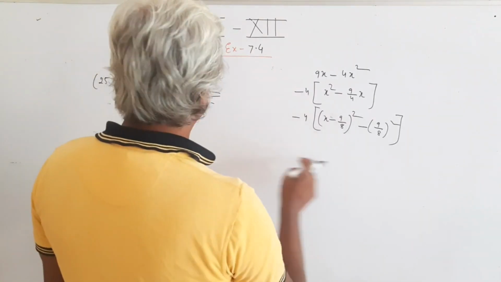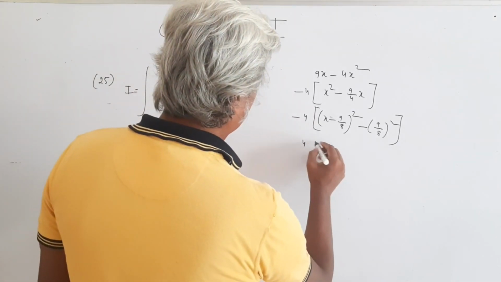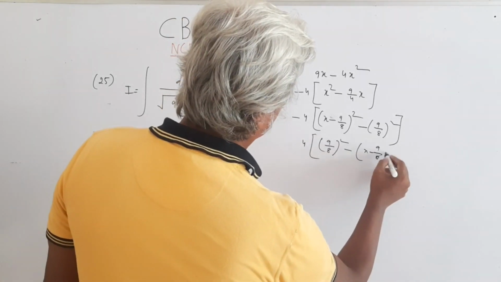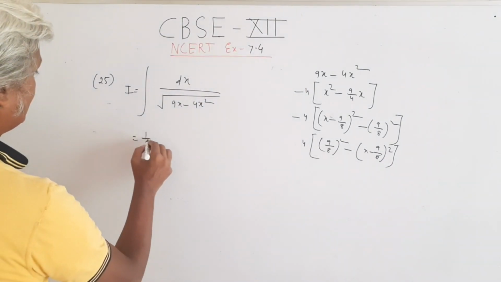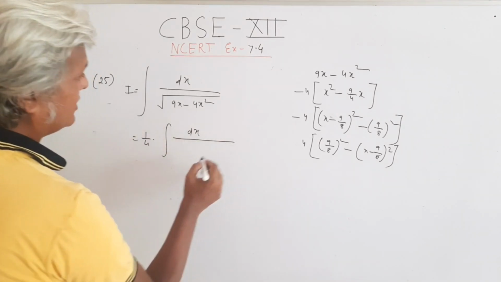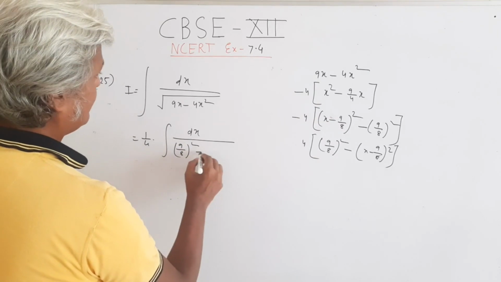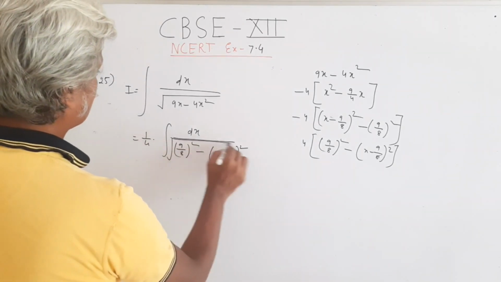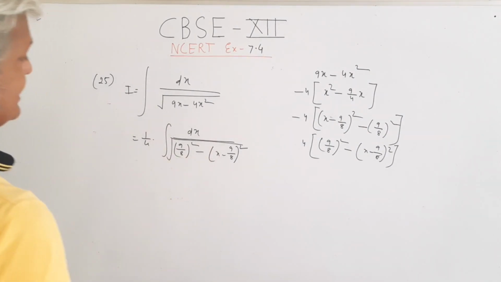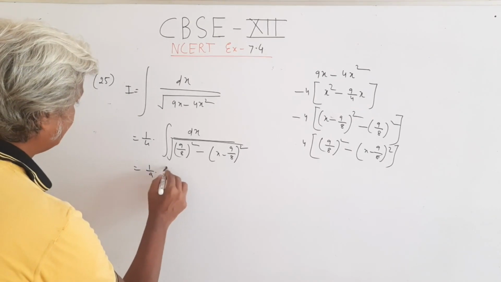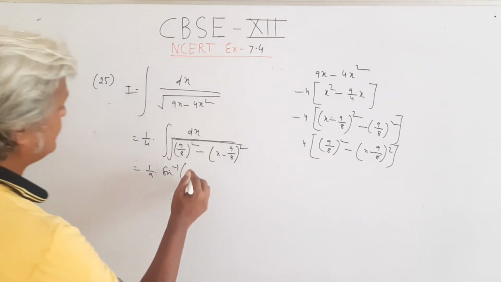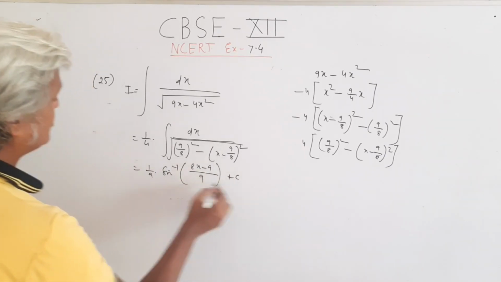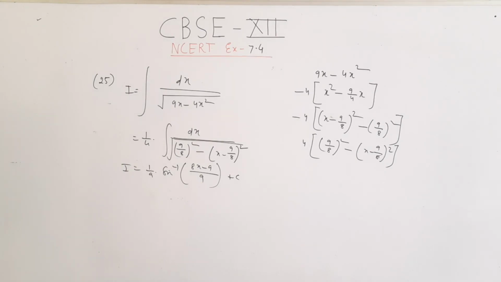Now this minus I have to compensate, because in the square root a minus we don't need this. So we write 4 times 9 by 8 whole square minus x minus 9 by 8 whole square. So 1 by 4 outside, and this becomes dx over 9 by 8 whole square minus x minus 9 by 8 whole square, and there is a square root also, so this becomes dx over under root a square minus x square, that gives you sine inverse. So let me simplify. This becomes 8x minus 9 over 8, and then this is 9 over 8. I can cancel the 8 from both sides. So this is the answer: I is 1 by 9 sine inverse of 8x minus 9 over 9 plus c.